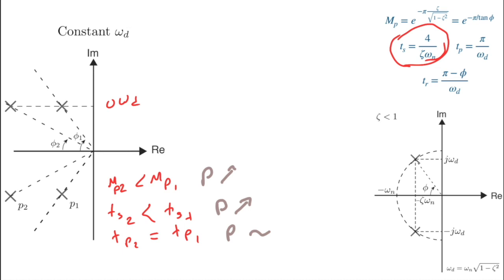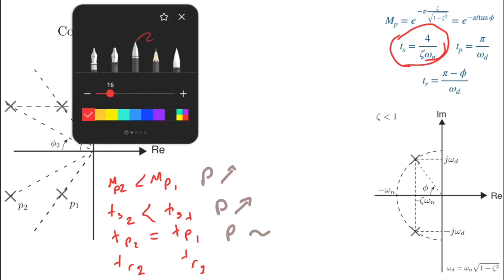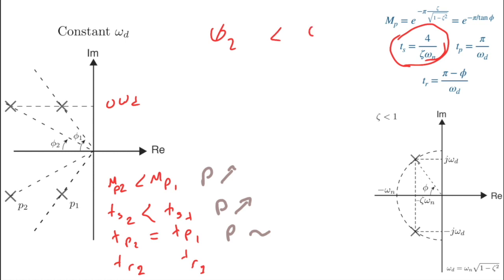What about rise time, which is a little bit tricky, because this is 2 and this is 1. Rise time depends on both phi and omega d, but omega d is not changing, which is nice. Phi 2 is less than phi 1, that's easy, but minus phi 2 is greater than minus phi 1. Omega d is not changing and pi is constant, so pi minus phi 2 is larger than pi minus phi 1. In this respect, we can say that the rise time is greater in 2 than in 1. Let's check the result. It should be correct. Yes, that's correct.